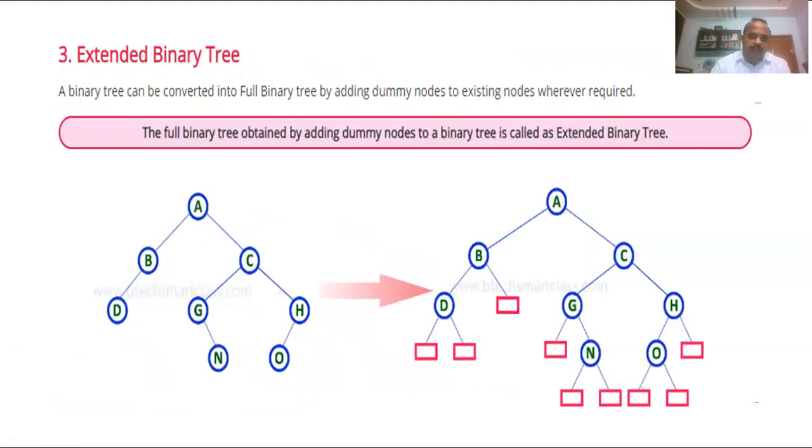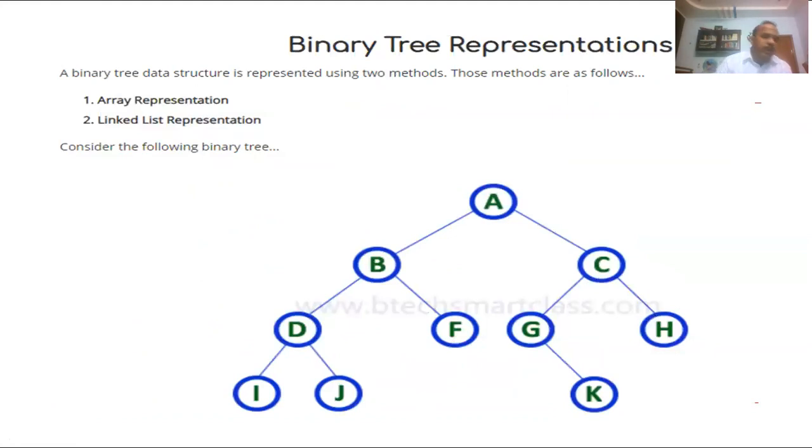Next one is extended binary tree. We want to extend this. This is called an extended binary tree. Clear? This is a general binary tree, an extended binary tree. So there are three types of binary trees. Clear?